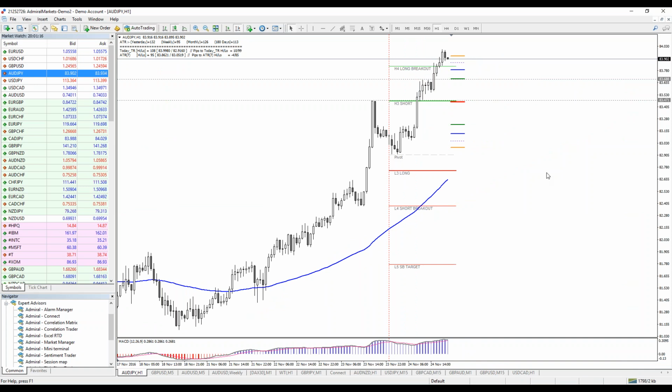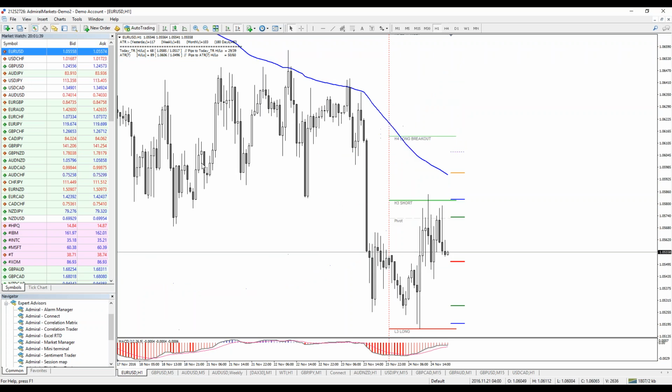But how did I come up with such analysis? Well, again, everything is about confluence, guys. Now, I won't do the Australian dollar example because you can read it on the website. It's pretty much straightforward. But for example, we can use euro dollar, right?